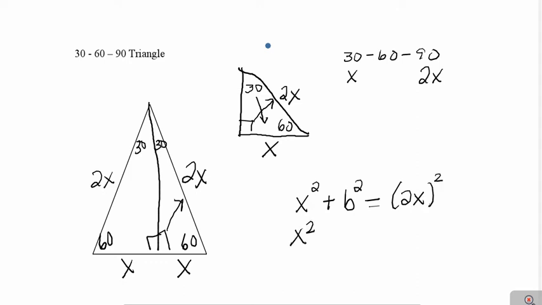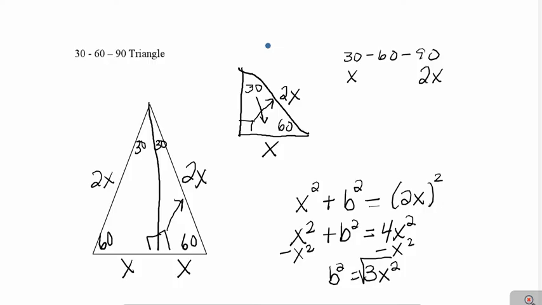So if I clean this up a little bit, I have x squared plus b squared equals, if I square 2x, I get 4x squared. Subtract the 1x squared, and I get b squared equals 3x squared. Now keep in mind we're solving for b, so we're going to take the square root of 3x squared. I know the square root of x squared is just 1x. I can't simplify the square root of 3, so I'm going to leave that alone. So the side across from the 60 is equal to x times the square root of 3.